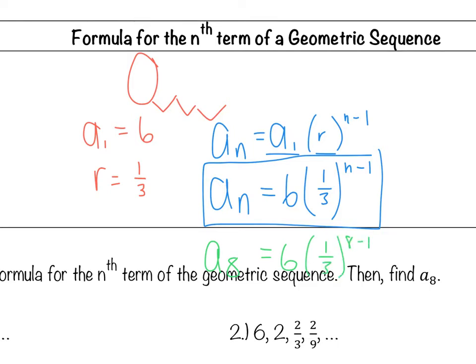So I'm going to have 8 minus 1, which is 7. So I'm going to have 1/3 to the 7th power. You have to be careful here when you do this. Those of you with the newer operating systems can just do alpha y equals and enter 1/3 to the 7th power.